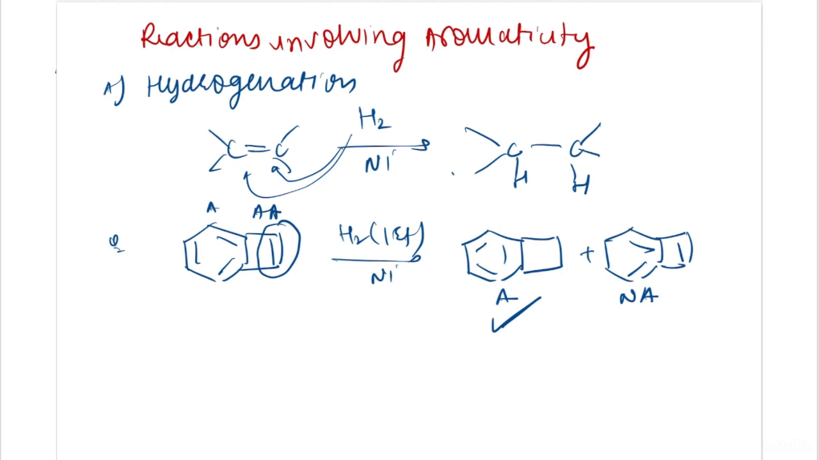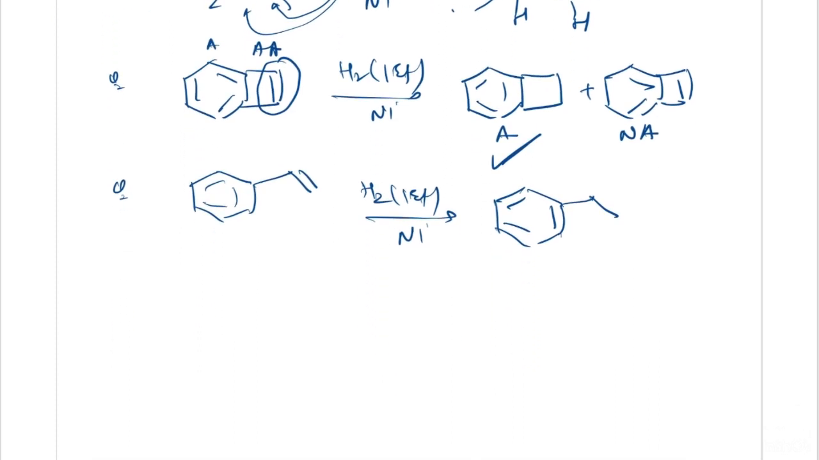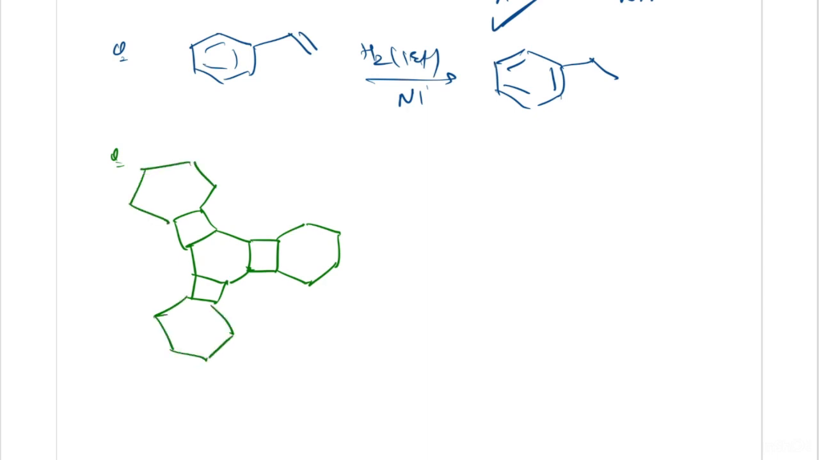So if we hydrogenate with H2, one equivalent, in the presence of nickel, it will form this compound, right? Like thirdly, we have this: 1, 2, 3, 4, 5, 6.